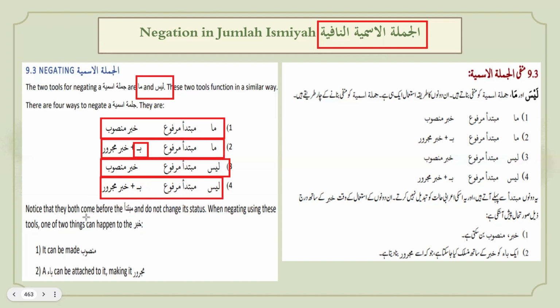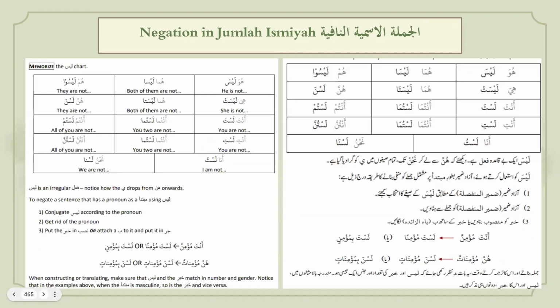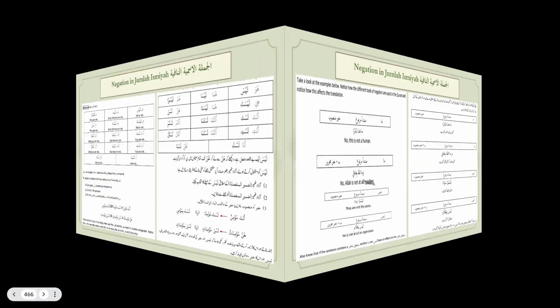So you just saw that both come before the mubtada. Ma and laysa both come before the mubtada, and neither ma nor laysa changes the status of the mubtada. And when negating using these tools, one of two things can happen to the khabar. Khabar can be there as a mansoob ism, or khabar can be there with a ba zaida, and the khabar itself will be in jar status, majroor. Okay, let's see the examples.